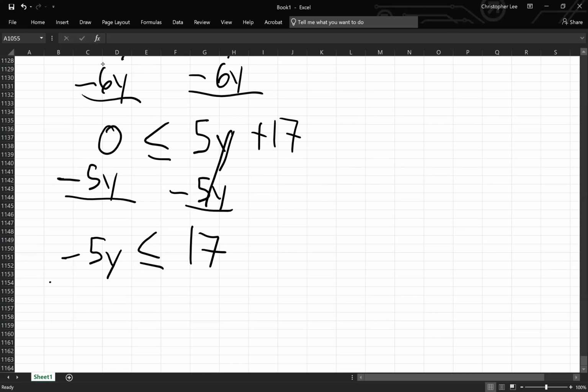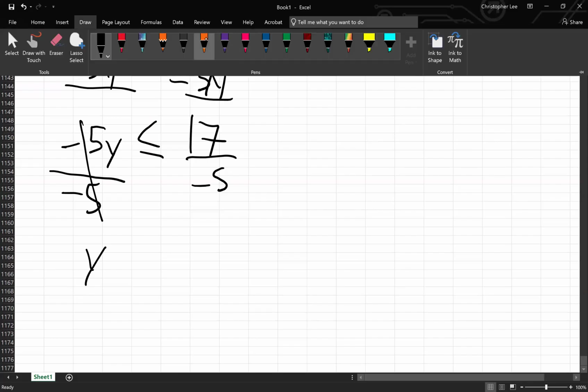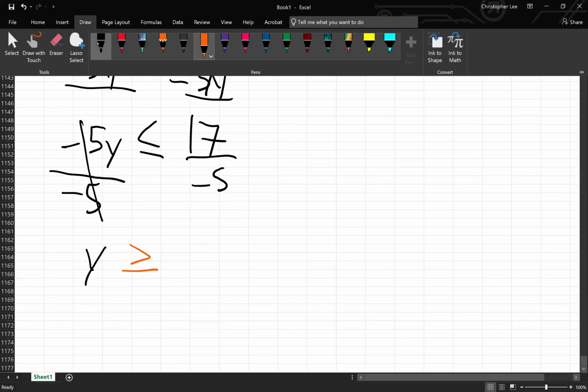Divide by -5. Very good, right? Remember, you divide by whatever's in front of the variable, but you got to be fair. What you do to one side of the inequality, I do to the other side of the inequality. So now what do I have? I have y. Well, remember, I just divided by a negative, right? So my sign is gonna flip to greater than or equal to. Let's say it again. Hold on.